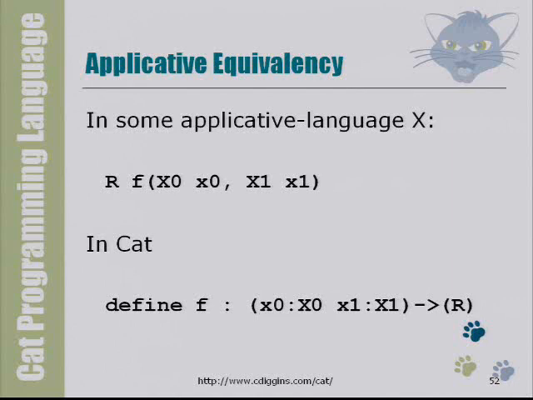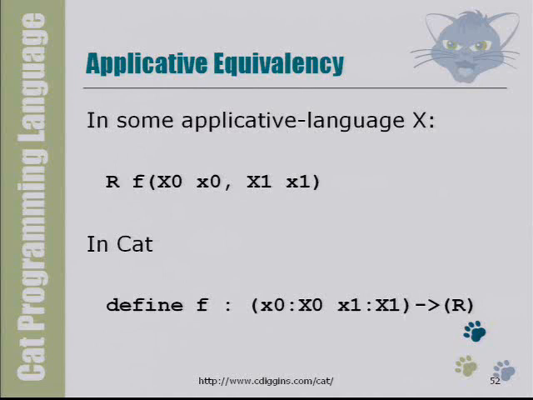So, as I said before, there's an equivalency between applicative languages and compositional languages like CAT. So, given some C#, C++, Java type language where you have a result, return type, function name, argument type, argument name, argument type, argument name, you can rewrite that function signature in CAT as follows. That should be self-explanatory.